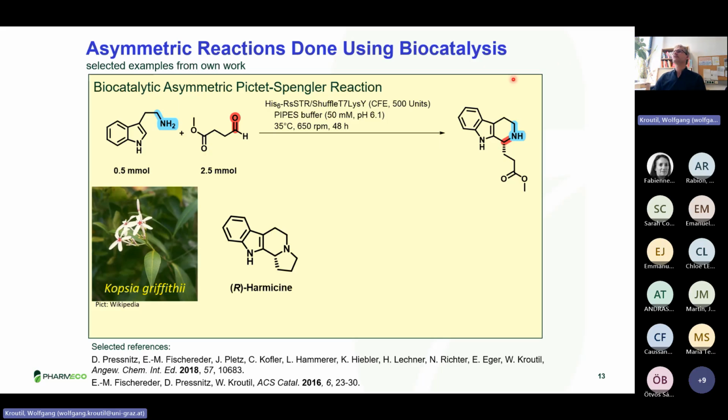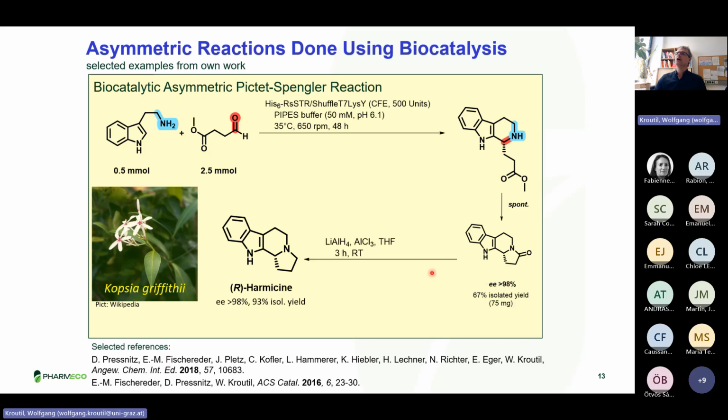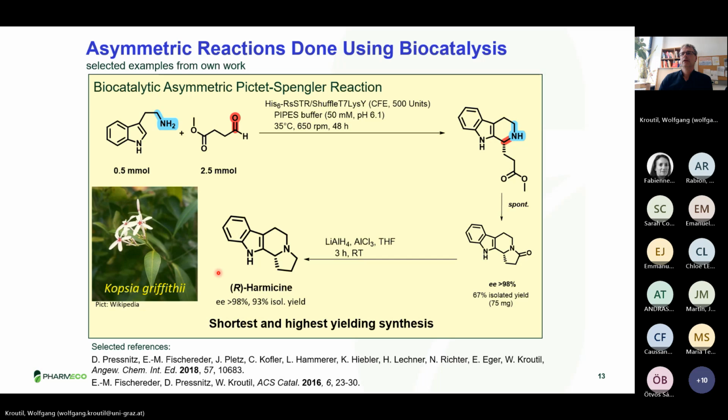Actually, we never saw this product on the right side because it spontaneously cyclized right away to this precursor in optically pure form, in which, in a chemical step, we reduced the lactam to then have L-harmicine. And this actually is a two-step synthesis, an enzymatic and a chemical step. So this is the shortest synthesis to harmicine as far as I know.